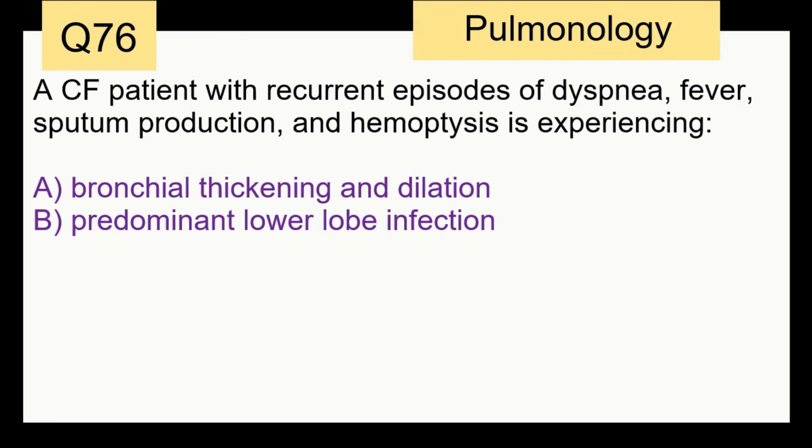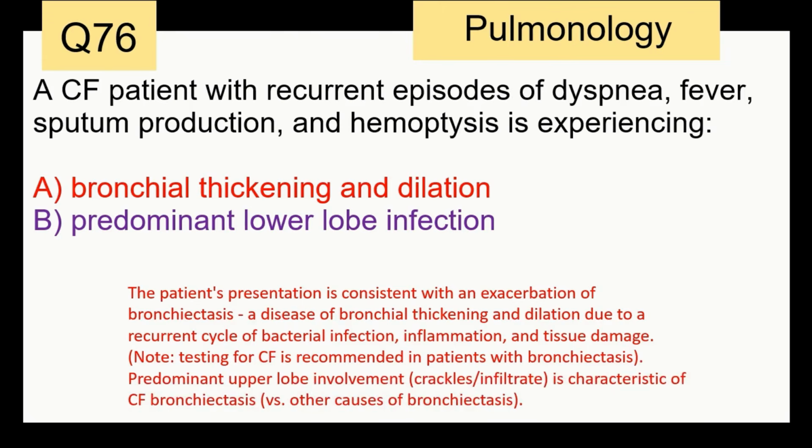76. A CF patient with recurrent episodes of dyspnea, fever, sputum production, and hemoptysis is experiencing a bronchiectasis exacerbation, and bronchiectasis is described by bronchial thickening and dilation.